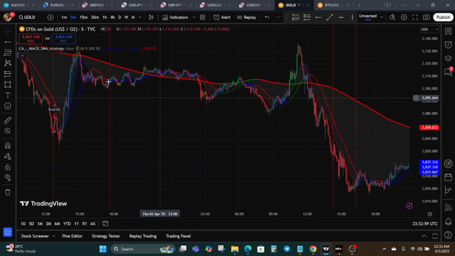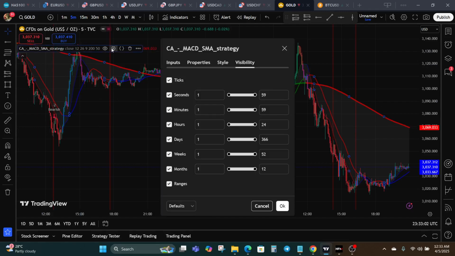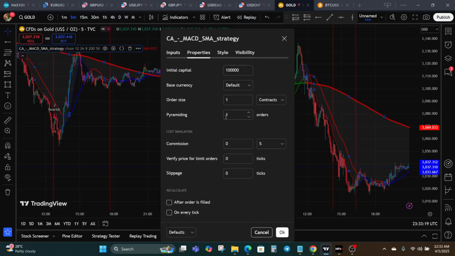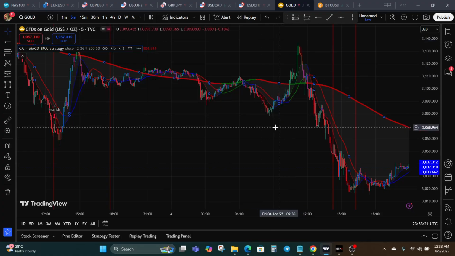So you can actually edit these indicator's inputs if you wish. The MACD fast moving average, the MACD slow moving average, the MACD signal line moving average, and the very slow moving average. You can actually modify it according to your taste. But the default settings actually work fine.